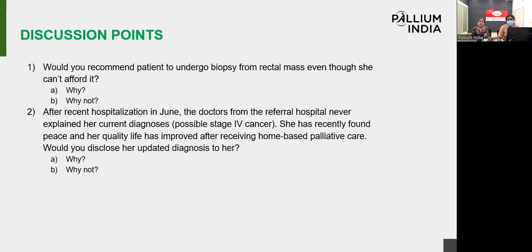Should we go for the biopsy from the rectal mass, considering the situation that Liana is working? We can discuss both. What if the patient is in our country? Will you recommend going for a biopsy, and why?